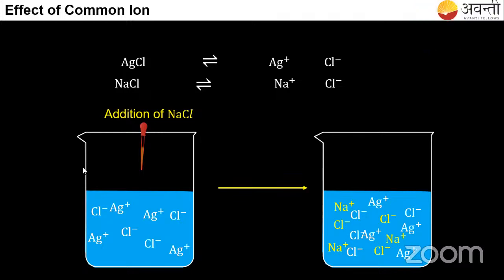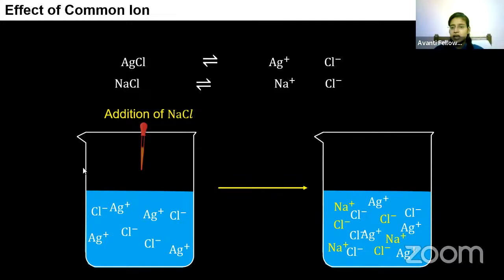Which ion is common for both the compounds, students? Initially I have Ag plus and Cl minus. After adding NaCl, I have Na plus, Ag plus and more number of Cl minus, right? So the common ion between these two compounds is Cl minus. Yeah, the common ion is Cl minus.